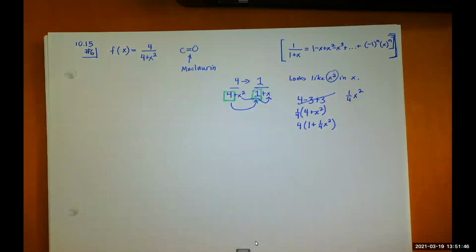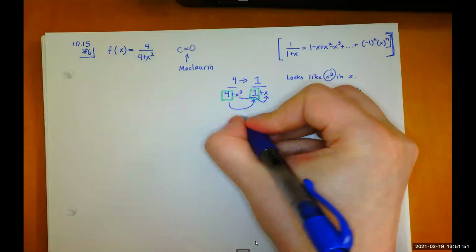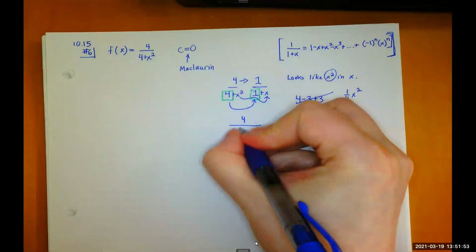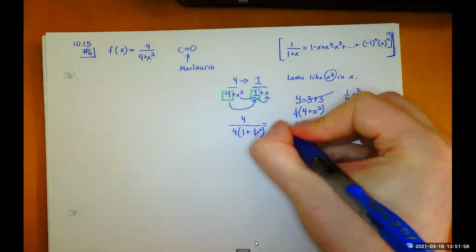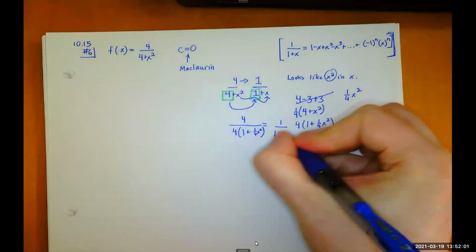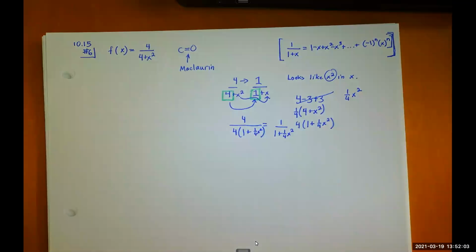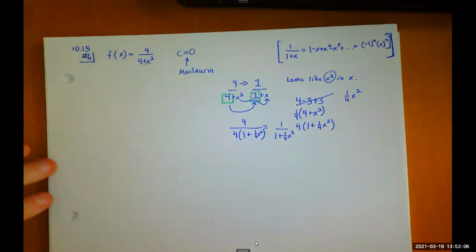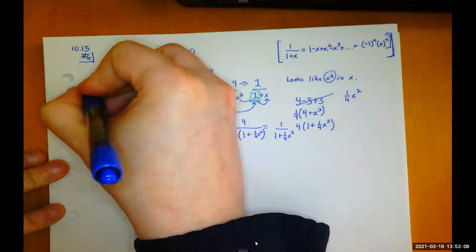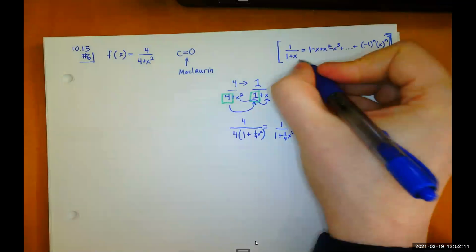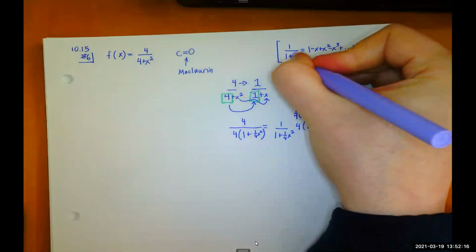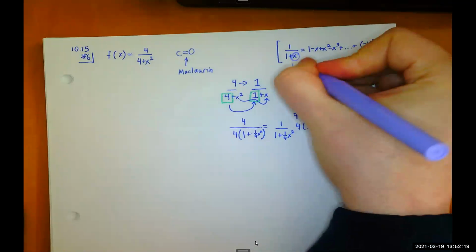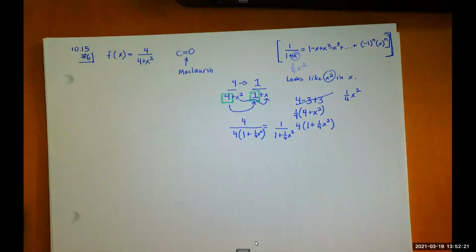Oh, and you know what else? Something interesting happens. So I have this. Which means I have this. So what I have is this series right here, that one, with a 1/4 x squared in it. Okay.